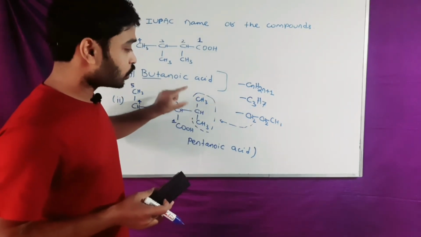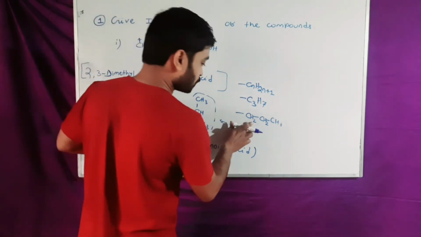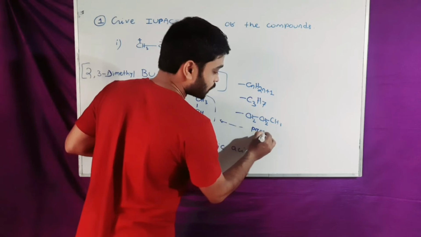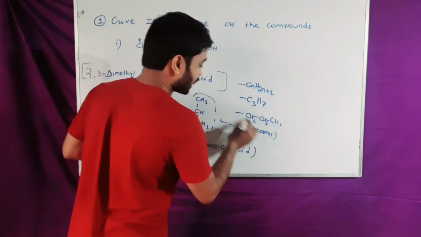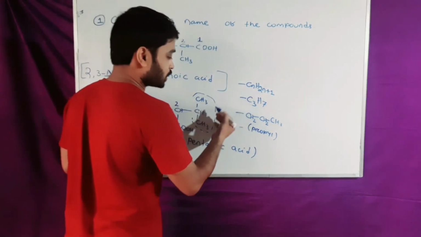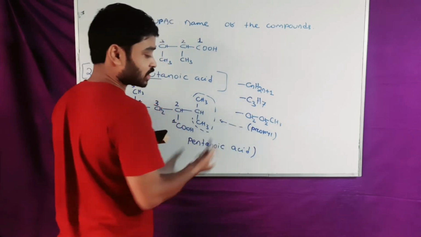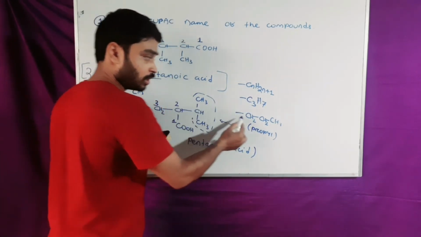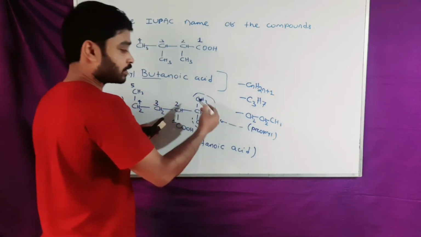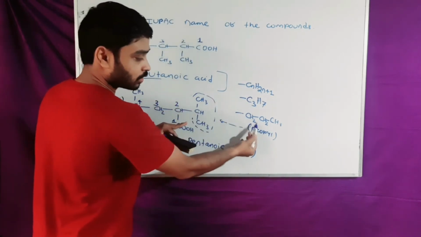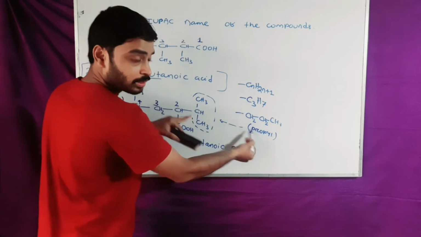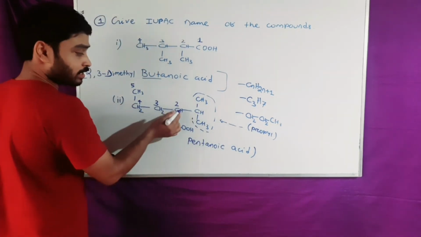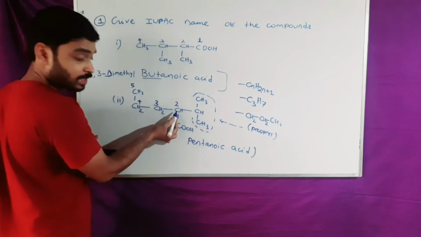That's why the name will not be propyl, because if this part is present here, it will be called propyl. But here the isomeric part of propyl is present. Why is it called isomeric? Because here C3H7 is present. It is also C3H7, and it is the rearranged part of this part. That's why it is called isopropyl, and it is bonded to the second carbon.